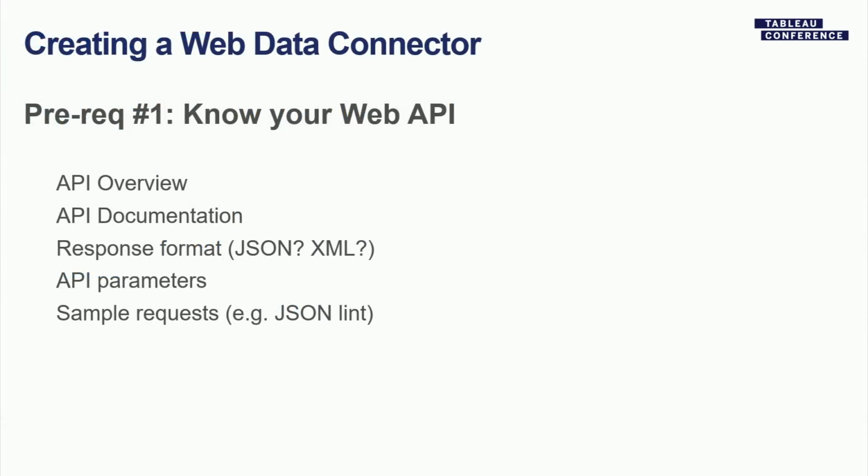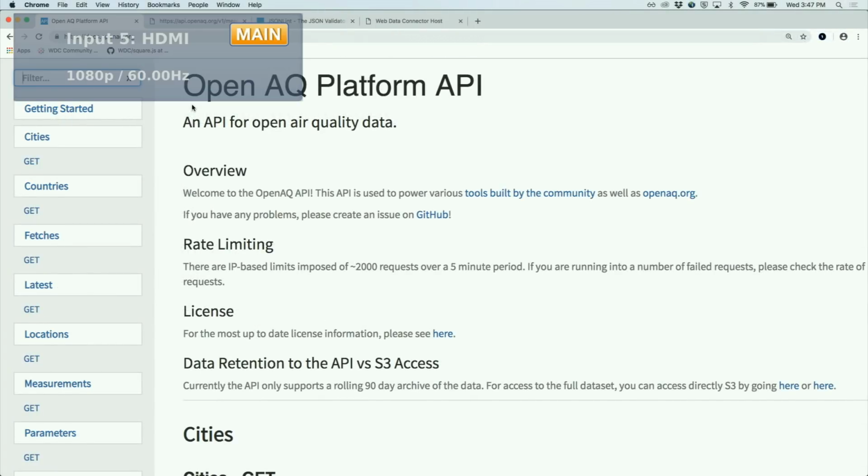Before we get started building one, there are some prerequisites that you have to follow. The first thing is getting to know your web API. For today, we're going to be using Open Air Quality's API that aggregates air quality data from around the world and gives us that information. So let's take a look at the documentation for that. I'm going to swap here.